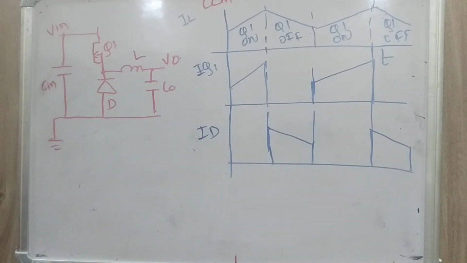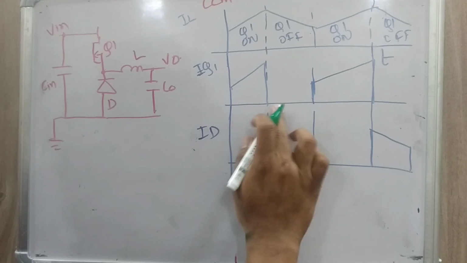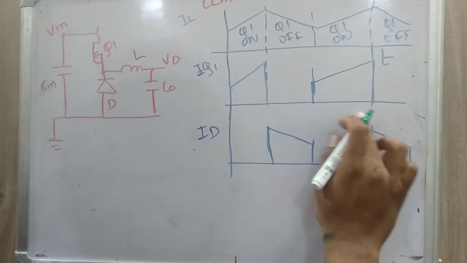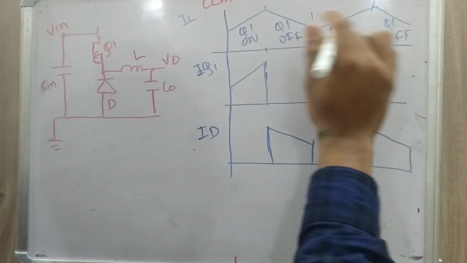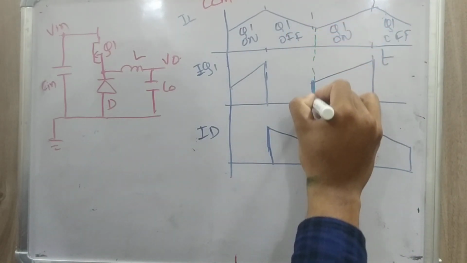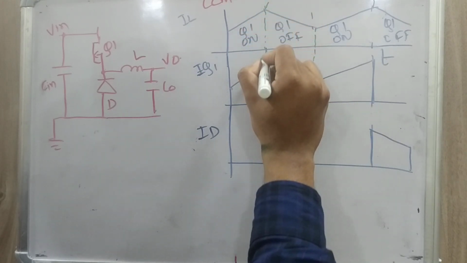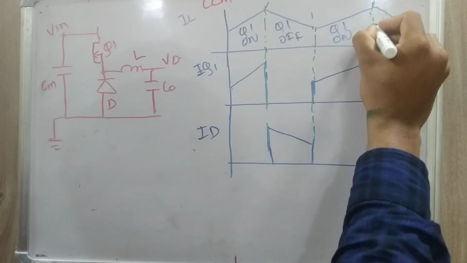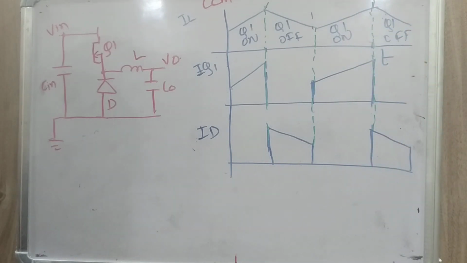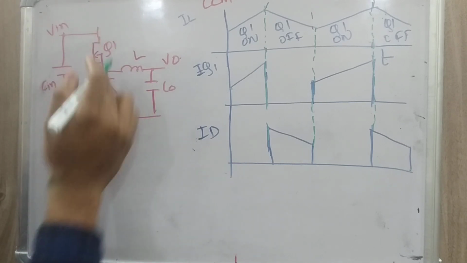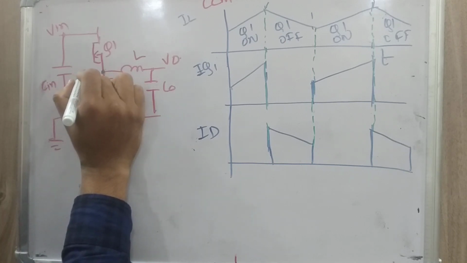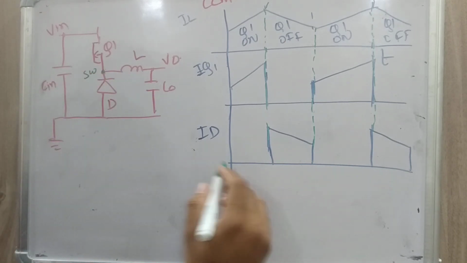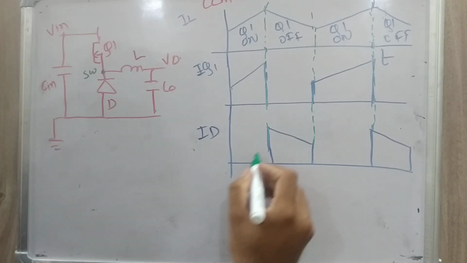Okay. Maybe I will use different color for time segments. It might be confusing. So these are the time segments. Okay. Now we will also call this node, which is formed by Q1 source and cathode of D, we will call it as a switching node. We will also plot the switching node voltages.